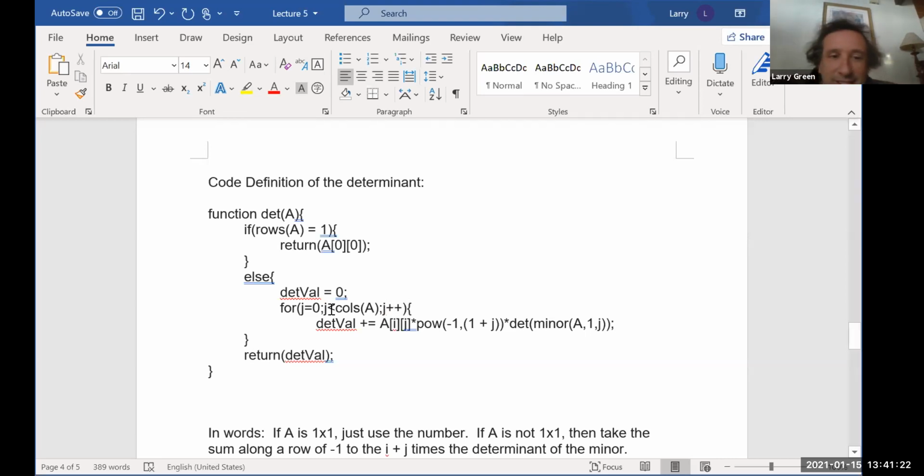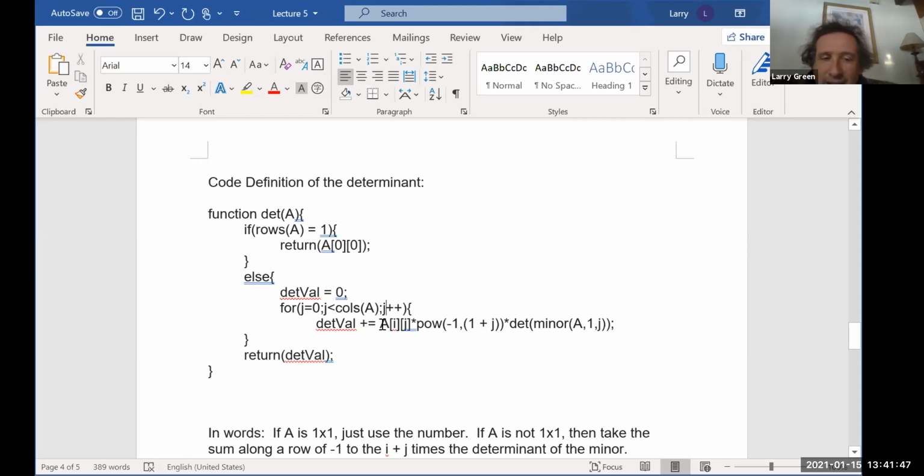See, I had a bug. J++. And then you say, well, we're going to take that determinant and we're going to add the entry, the ijth entry of A. That's what Aij is. And then you're going to take times pow. Pow means you can take a power of -1 to the I plus j. Okay, that's part of the cofactor, right?